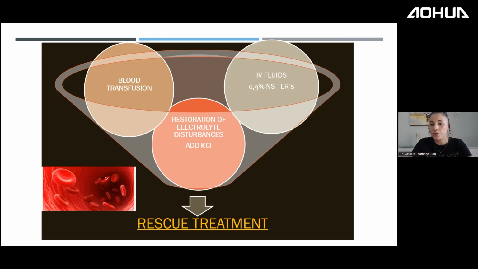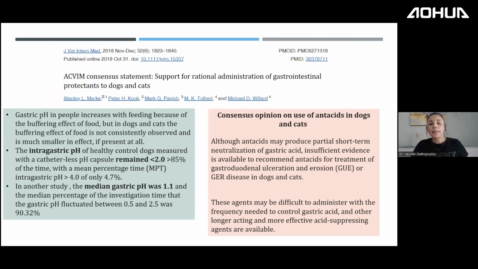Okay, and of course, restoration of electrolyte disturbances. This is the rescue treatment. Let's see a bit about the consensus, because a lot of things have changed during the last 5 years in gastroenterology. I know that a lot of you use cimetidine and famotidine and ranitidine, but it has been proven that PPI inhibitors are the best ones to actually heal the duodenal ulcerations and also for gastritis.